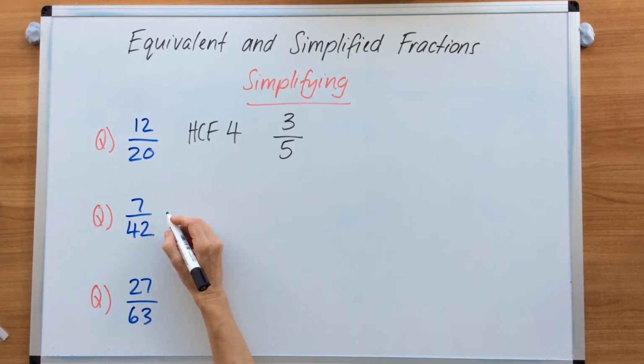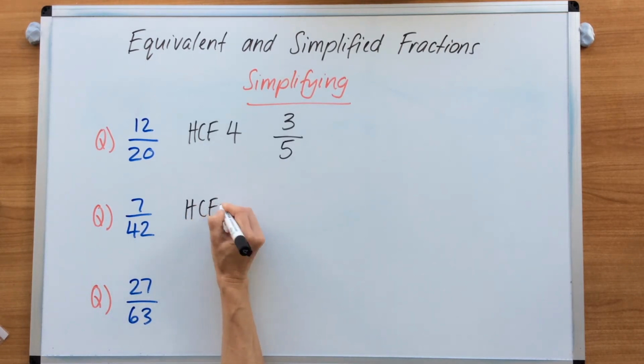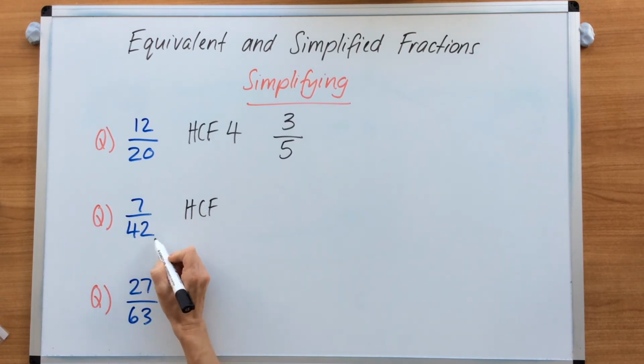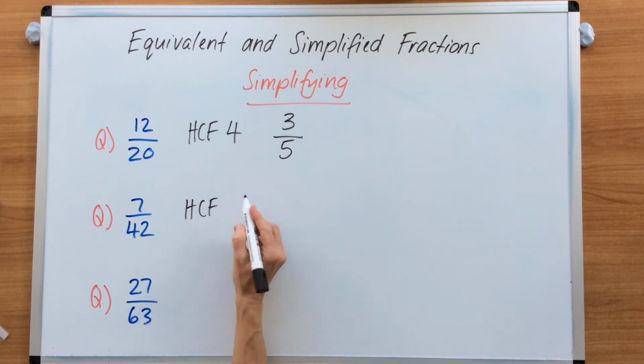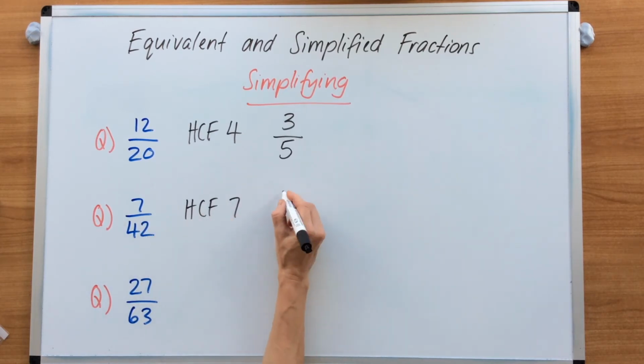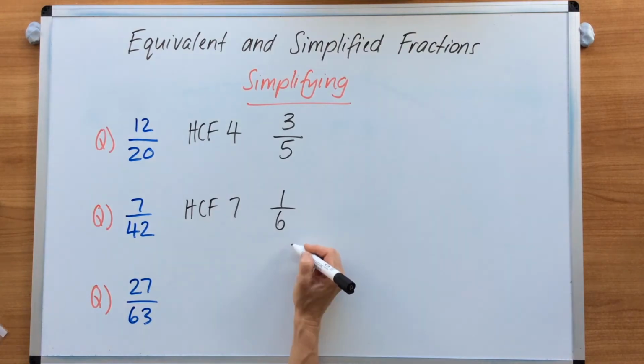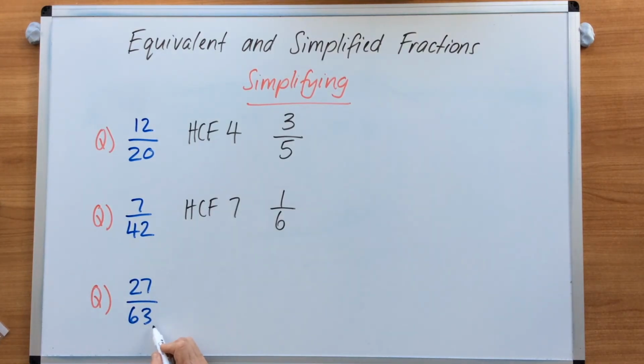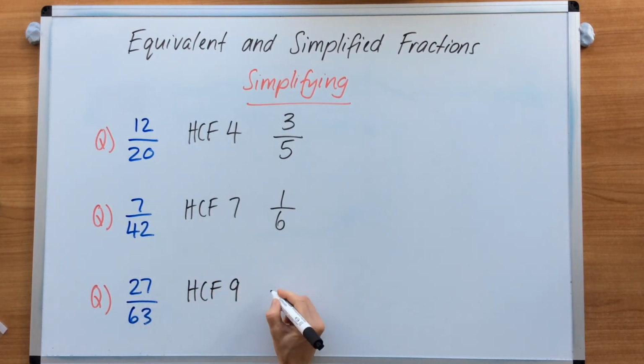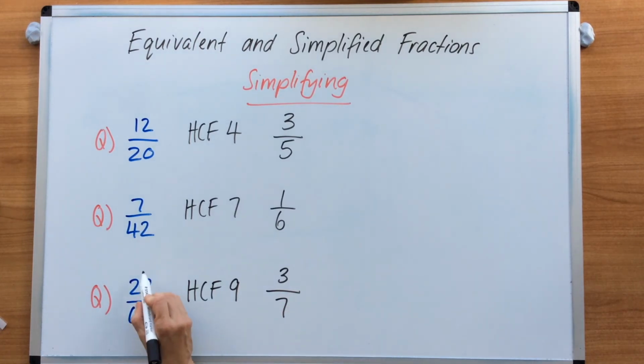We have a second fraction here to work on. Again, we're looking for the highest common factor that goes into both top and bottom, the numerator and denominator. Well, I know that 7 is the highest common factor. It goes into itself once and into 42 6 times. So therefore, my simplified fraction is 1 over 6, or 1/6. And we now have 27 over 63. The highest common factor that goes into both of those is 9. 9 goes into 27 3 times, and 9 goes into 63 7 times. So we've now simplified this fraction into 3 over 7 by finding the highest common factor.